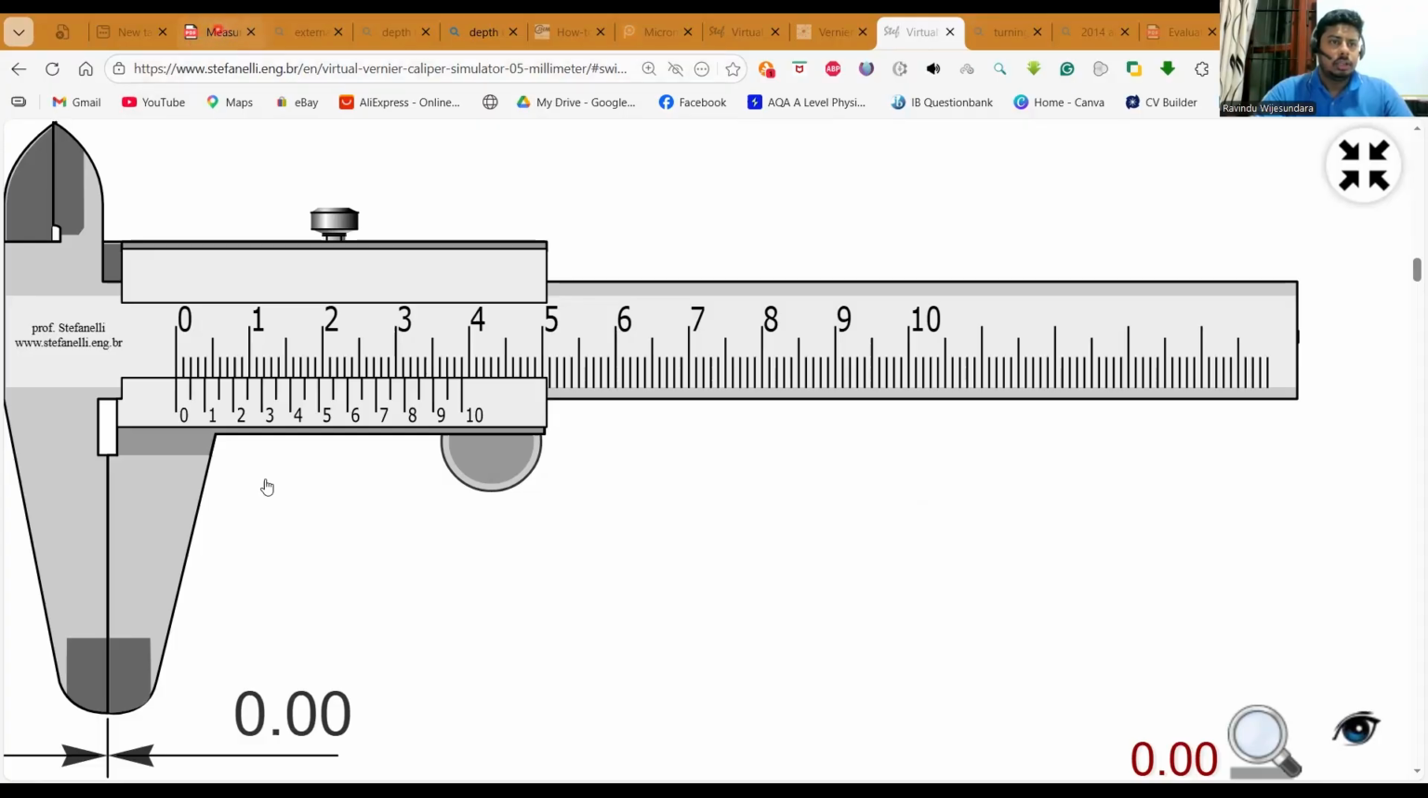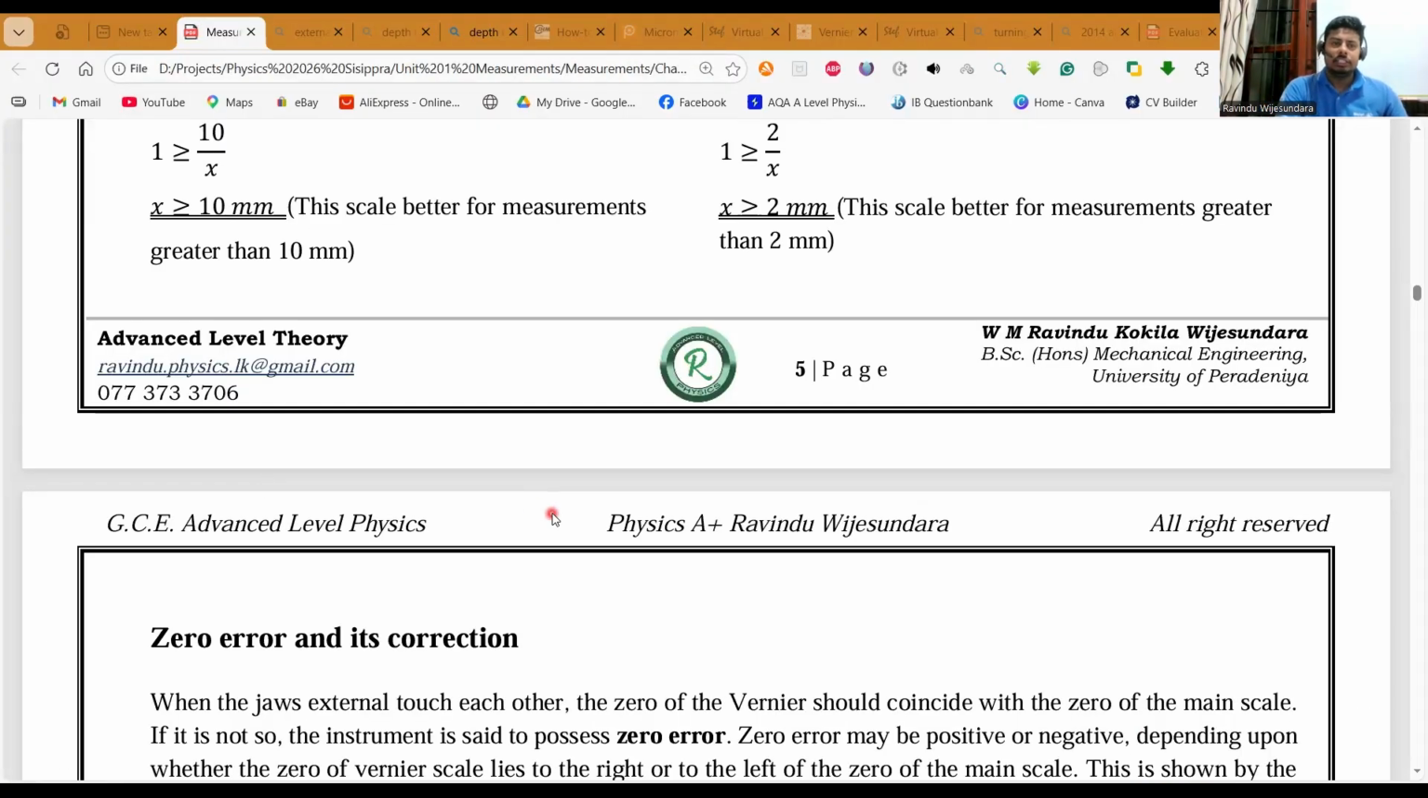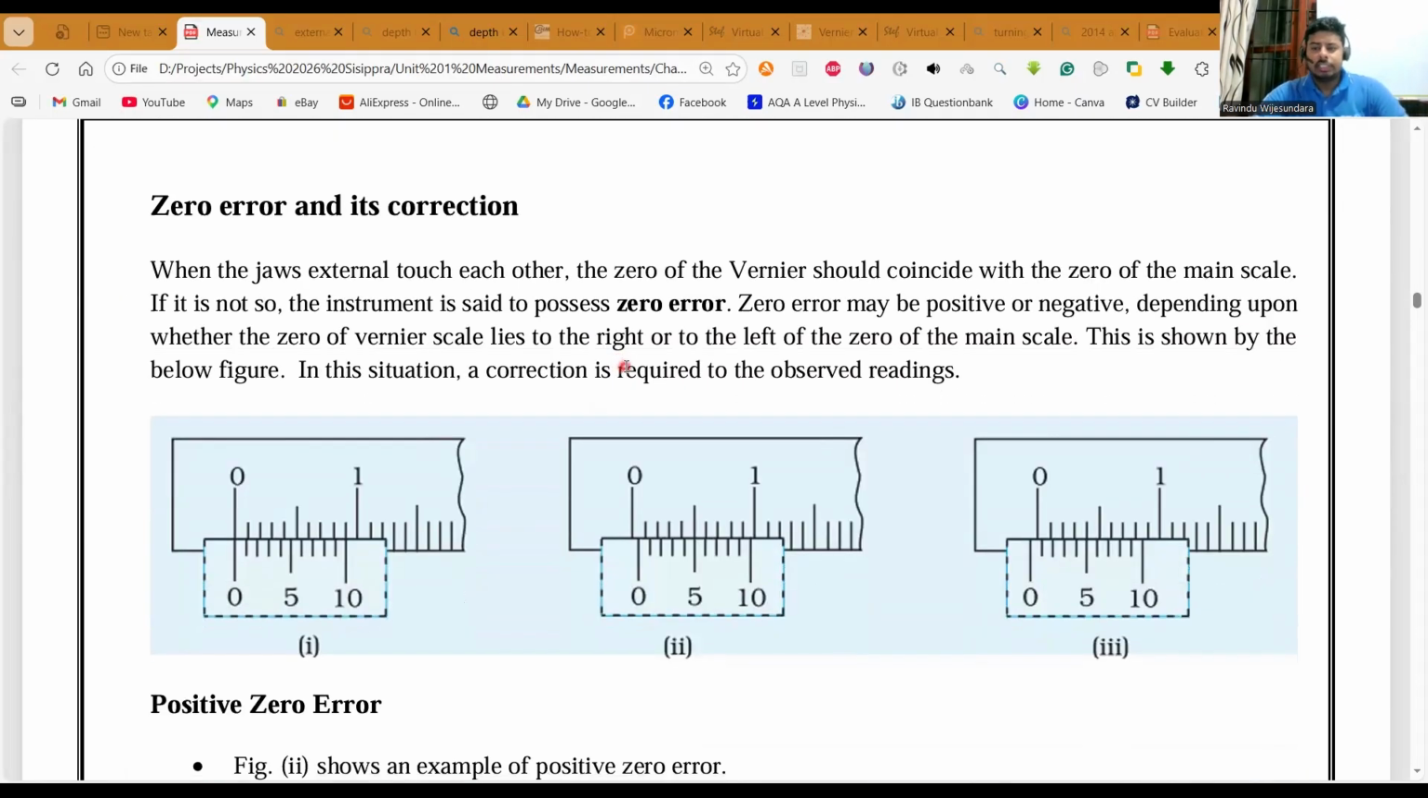Right. So if there are possibilities to have systematic errors, what kinds of systematic errors can we have? The systematic error in a vernier caliper we call the zero error. The zero error is the systematic error occurring in a vernier caliper. When the external jaws touch each other, the zero of the vernier should coincide with the zero of the main scale. If it is not so, the instrument is said to possess a zero error.